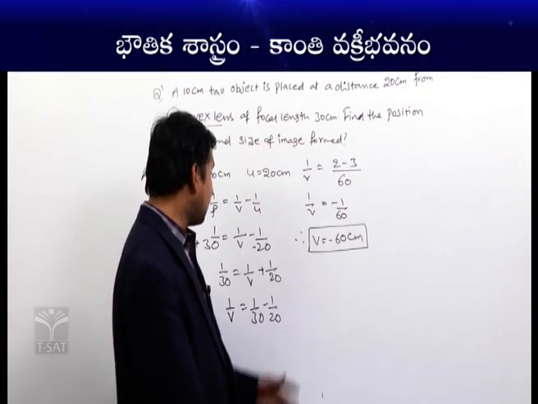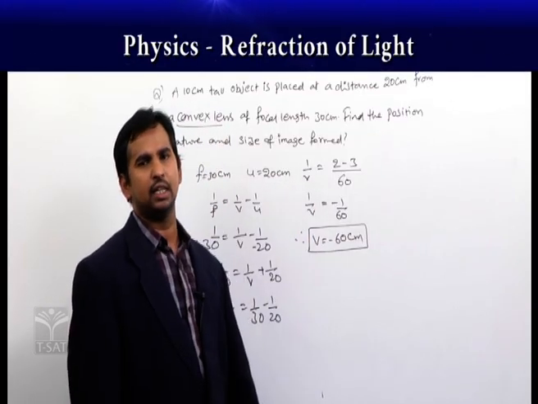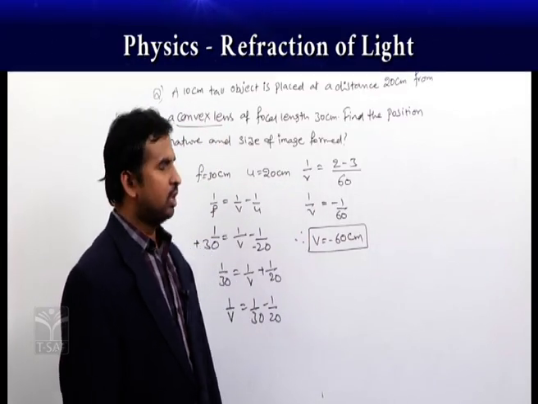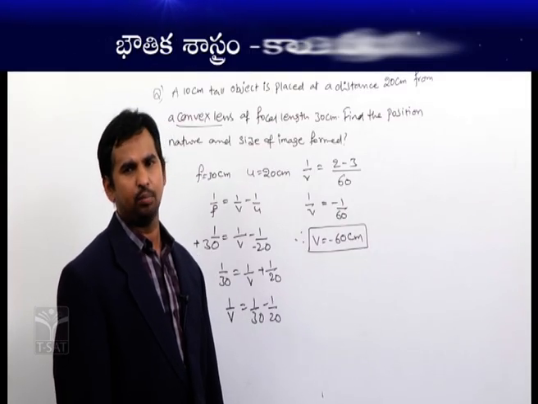So, that is why, as the object distance is minus, the image distance we are getting is also minus here. Okay. So, that minus represents that the image formed is a virtual and erect image.